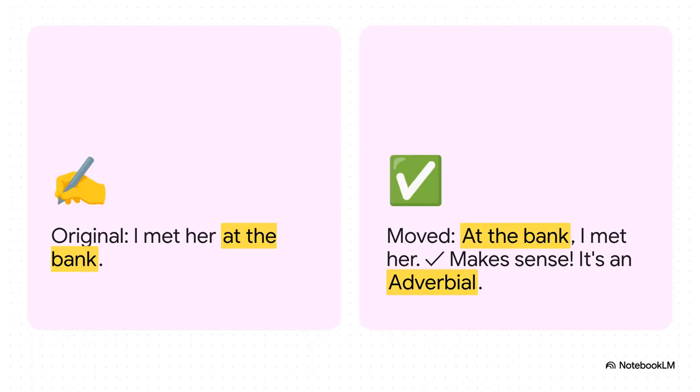I met her at the bank. The phrase at the bank tells us where. So let's try the test. Can we move it? At the bank, I met her. Yep, sounds perfectly natural. That means at the bank passes the movement test and is filling an adverbial slot.